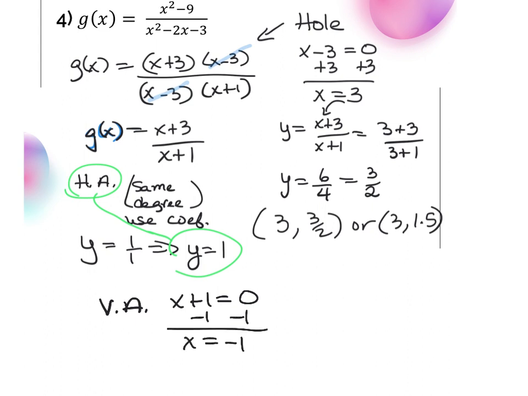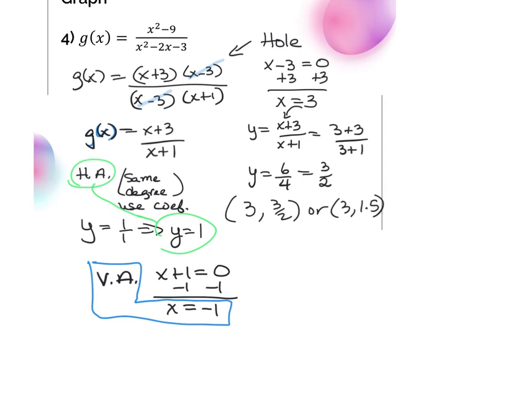And that was what was in the simplified function. So I have a vertical asymptote at x equals -1. Now I have to find my x-intercept and my y-intercepts. So for the x-intercepts, we're going to be plugging in and setting y equal to 0. So again, it's just setting the numerator equal to 0.